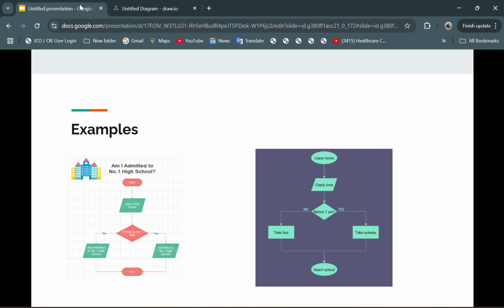And one of the decisions, if you want to go home, so you want to leave home, you start, then check the time, you should check the time is before 7 p.m.